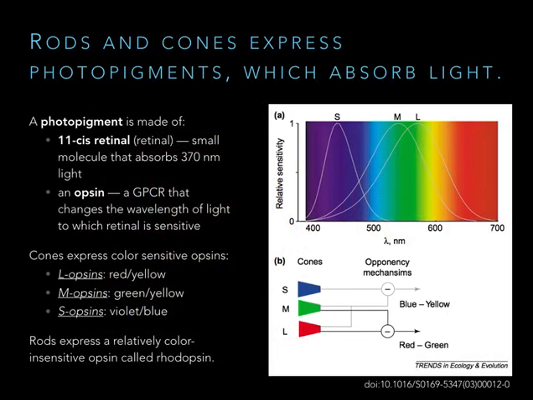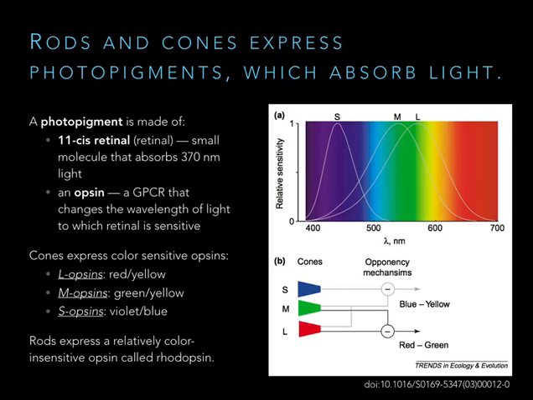Okay, so the rods and the cones are able to detect light because they have what we call photopigments. Photopigments are proteins that are able to absorb light. They're a collection of retinol and opsin.